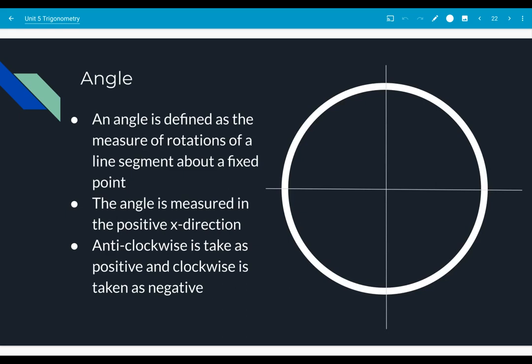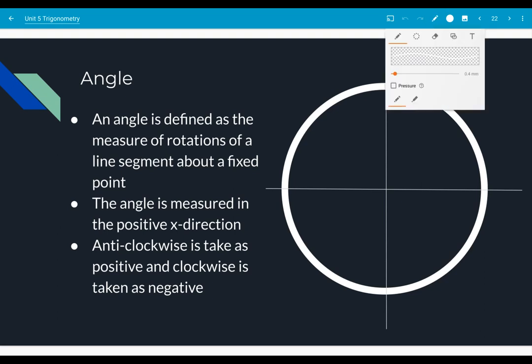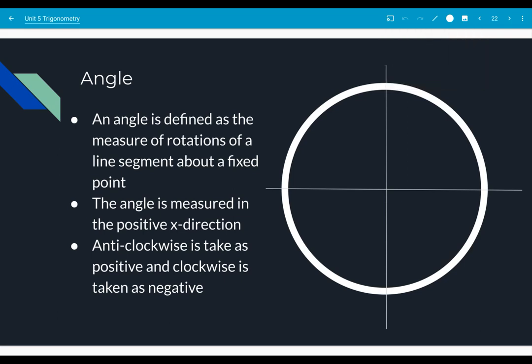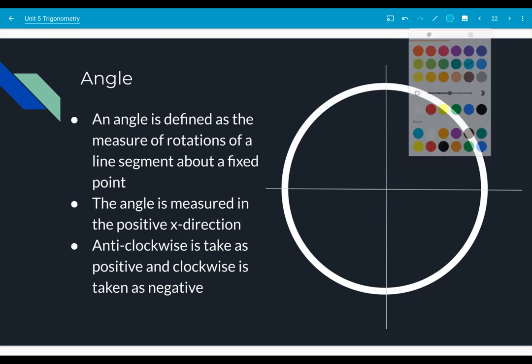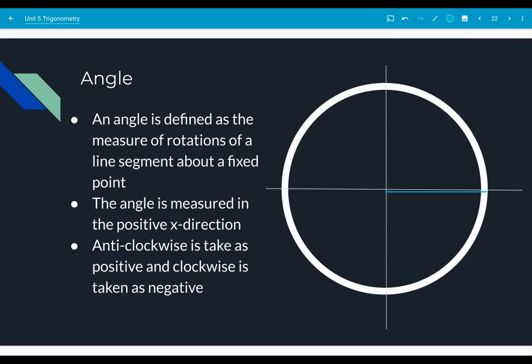So first up, what is an angle? An angle is simply defined as a measure of rotation of a line segment about a fixed point. So we have our line segment. Angles are measured from the positive x direction, and anti-clockwise is positive. So clockwise is this way, but positive is anti-clockwise. So as we go around this way, that's a positive angle.